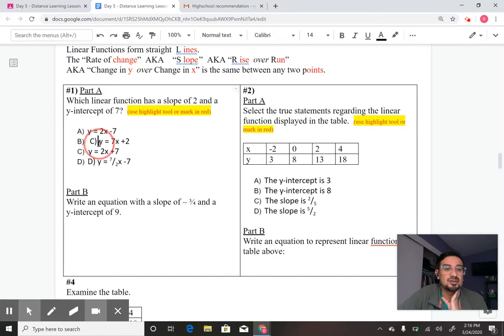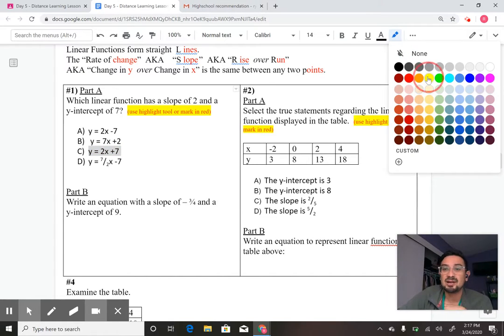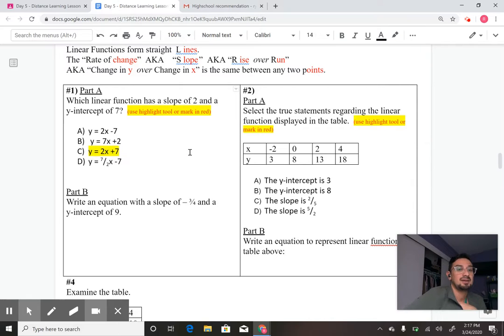Okay, so it's y equals mx plus b. So the b is the y-intercept, so it's only going to be this one because this one has a y-intercept of 7, right? So it has to be c. It can't be a because that's a y-intercept of -7. Can't be b because the slope is 7 and the slope is 2 here. And then it can't be d because it's going to be -7.